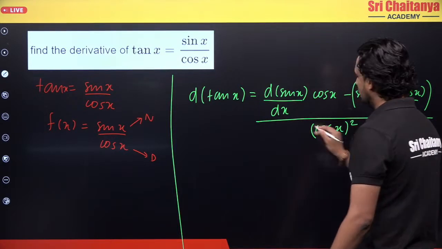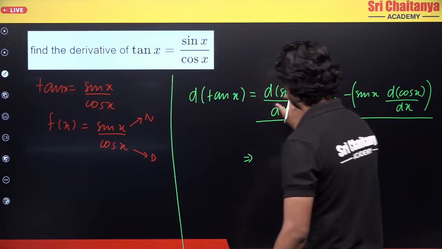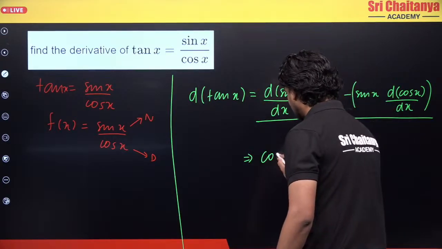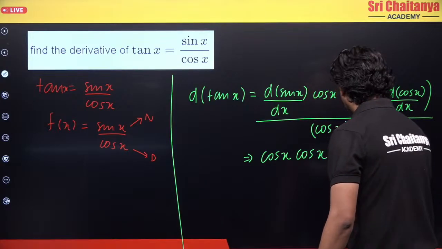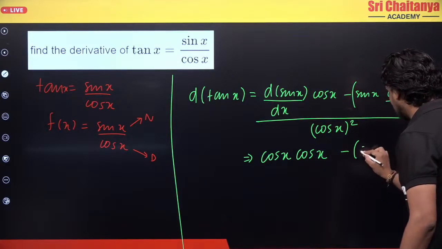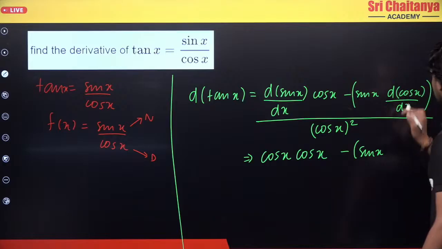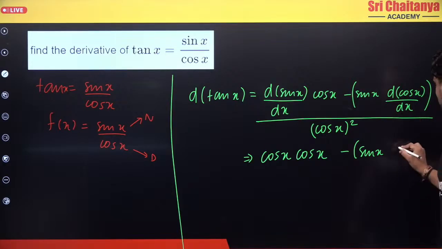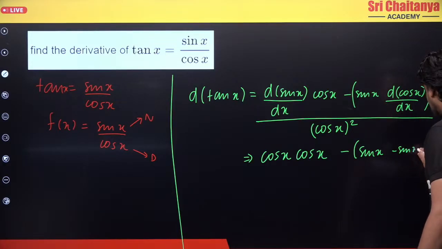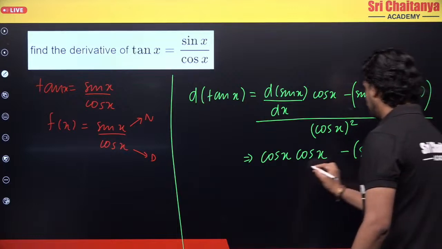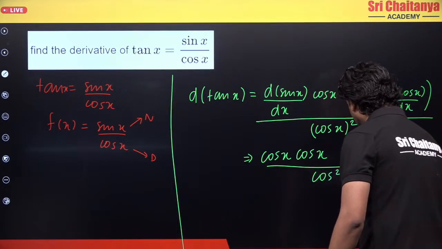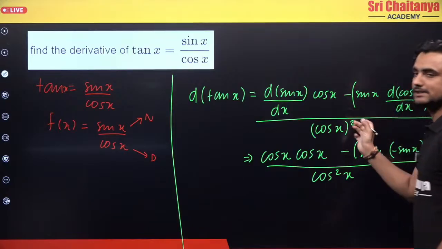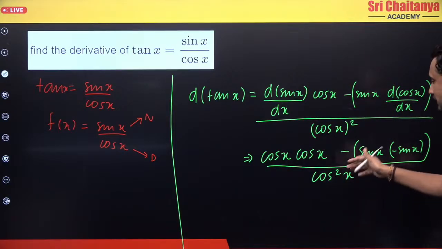So what do I have here? What is differentiation of sin x? Differentiation of sin x is cos x, right, and this cos x as it is, minus, now sin x as it is, and what is differentiation of cos x? Differentiation of cos x is minus sin x, so minus sin x upon cos x square. Cos x into cos x is cos square x.